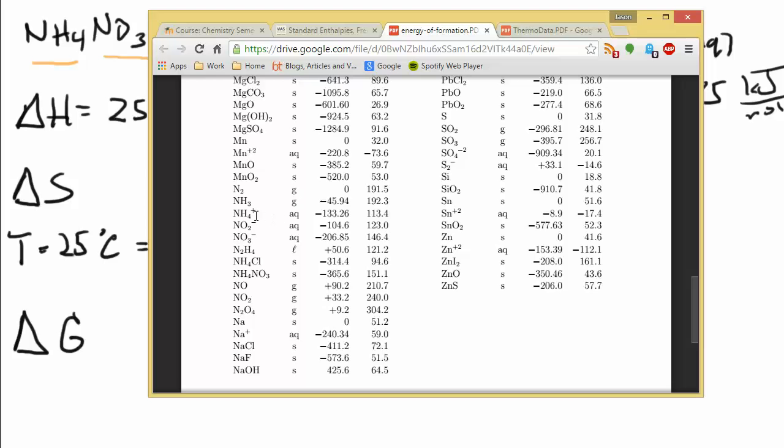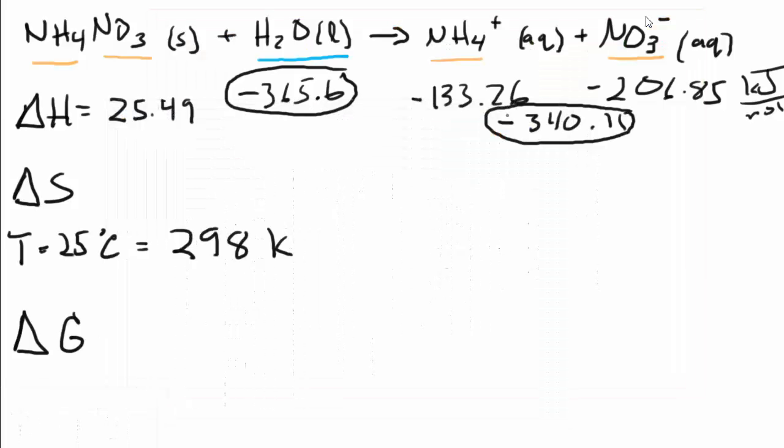So aqueous ammonium ion, its entropy is 113.4 joules per mole Kelvin. So that's 0.1134 kilojoules per mole Kelvin. So 0.1134. Oh my gosh, what a horrible 4. I need to get a bigger tablet. Okay, there we go. Really expensive.